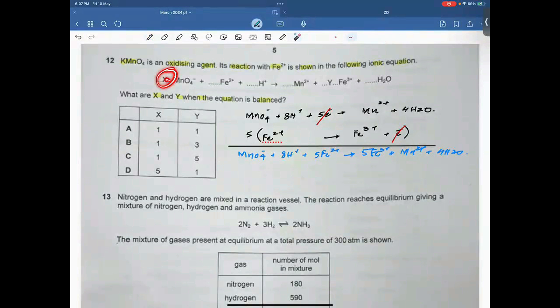All right. So the examiner is looking for X. X is 1. If no value is written, it means it is 1. Examiner is looking for Y. So Y is 5. So the right answer is going to be C.